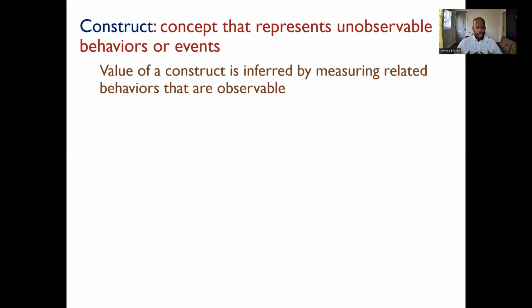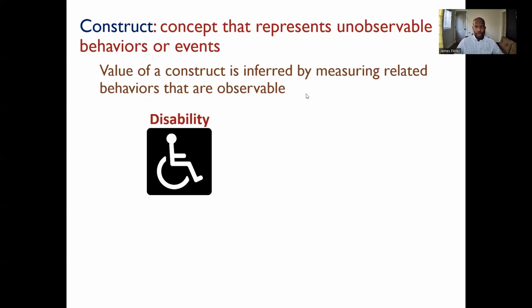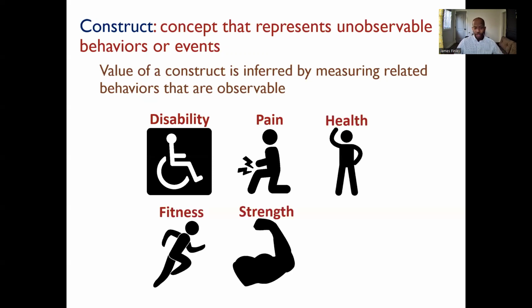In order to gain some insight into the underlying value of these constructs, we need to measure other observable behaviors that are related to the construct. So what are some examples? Concepts like disability, pain, health, fitness, strength, and intelligence could all be considered constructs.